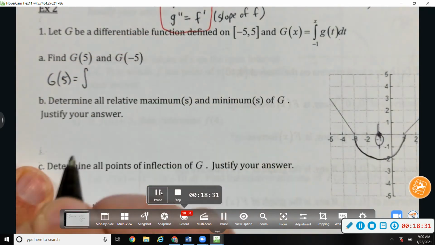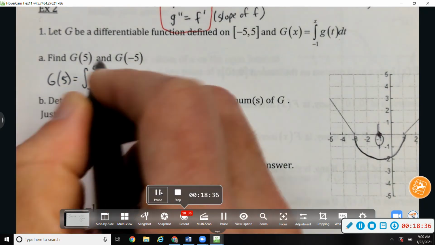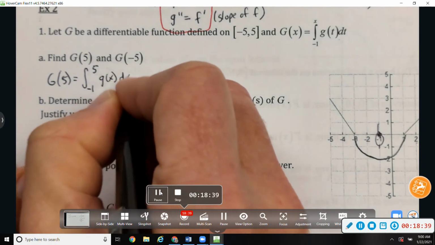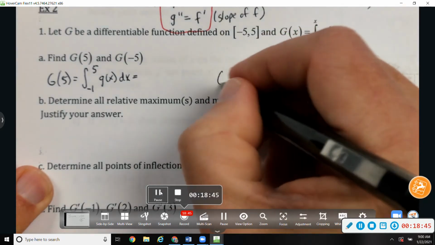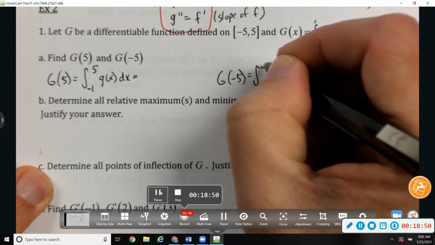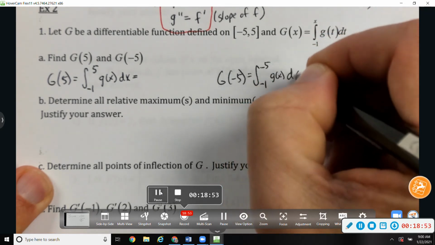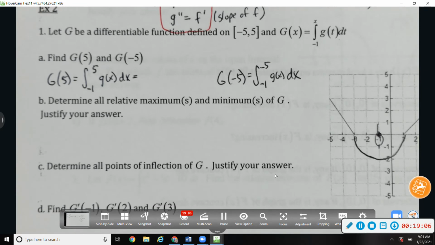Right, g of 5. So that means the area from -1 to 5 of g of x. g of -5 would be the area from -1 to -5 of g of x. So why don't you try both of those, and then we'll compare answers. The first one's going forward, so that's at least somewhat helpful. The second one's going backwards, plus there's area underneath, so there's all sorts of negative things to worry about.